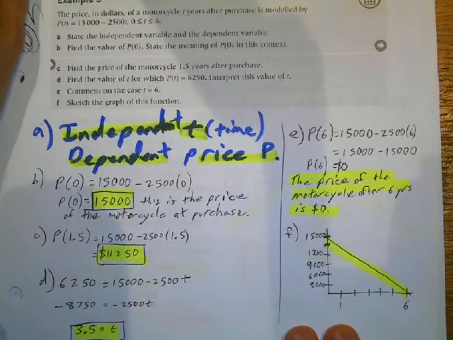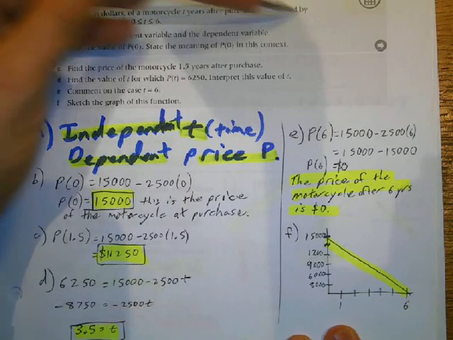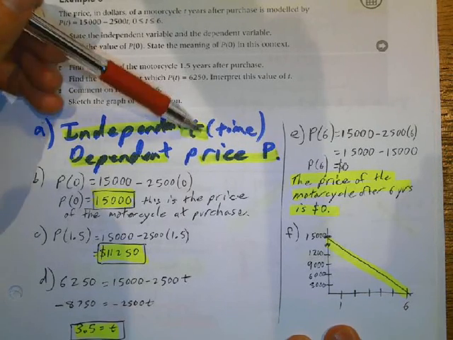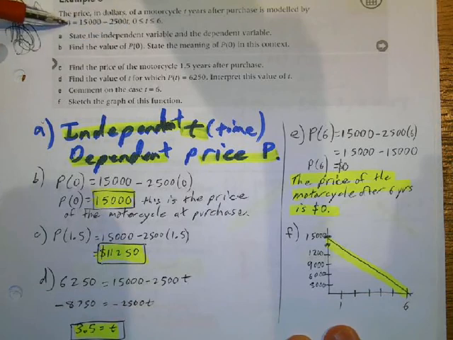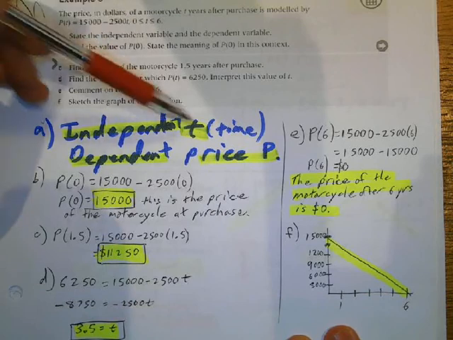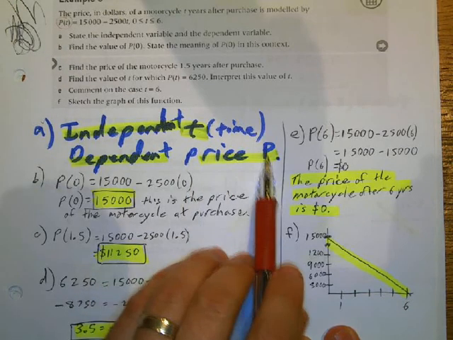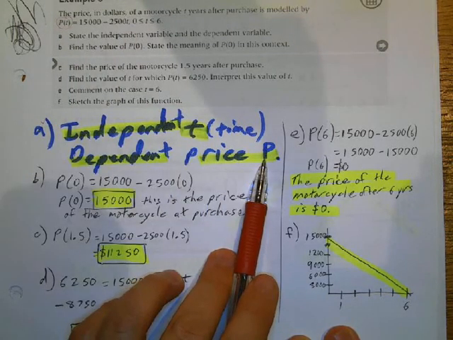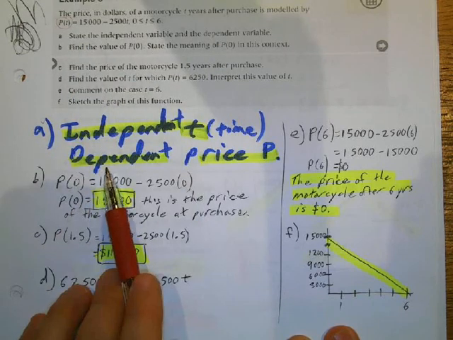Okay, so they've given you this equation. The price in dollars of a motorcycle T years after purchase is modeled by this function. So the independent variable is T, which represents time. My dependent variable is P, which is the price that we get as the time changes. Okay, so A was to find the independent and dependent variables.